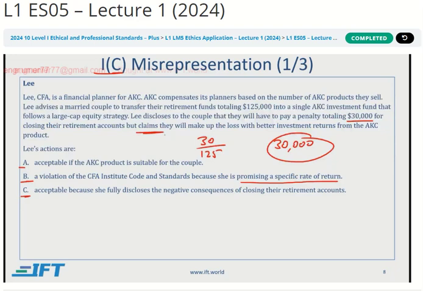And that is very problematic given that we are talking about an equity strategy. Equity strategies by definition are somewhat volatile because stock prices can go up and down. It is quite possible that stock prices do go down. So making a claim that the losses will be covered is a problem. This is misrepresentation, and therefore it is a violation. The best answer then becomes B. It is a violation of the CFA Institute Code and Standards because she is promising a specific rate of return.